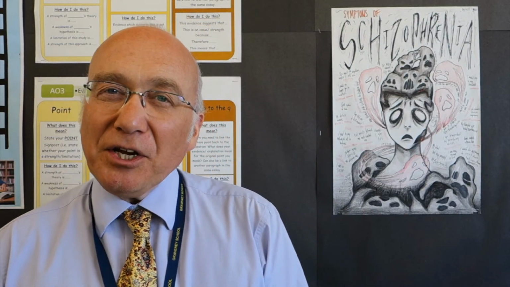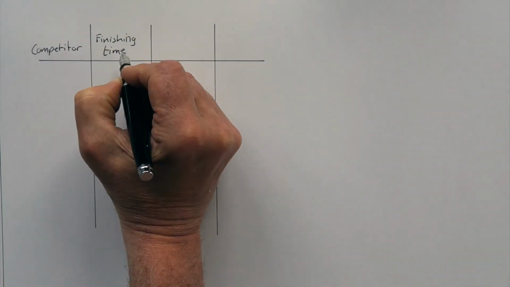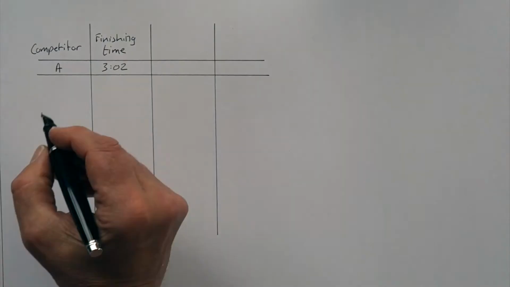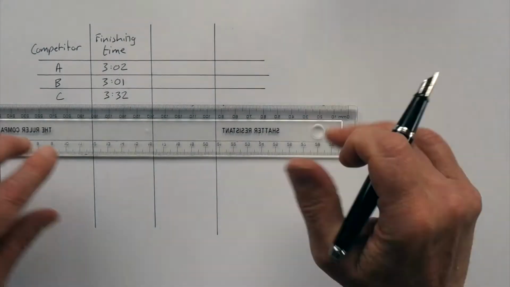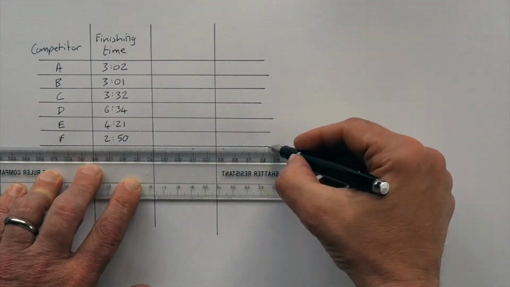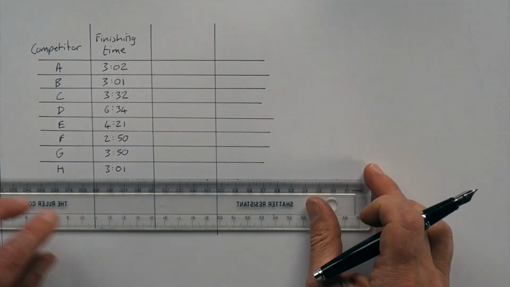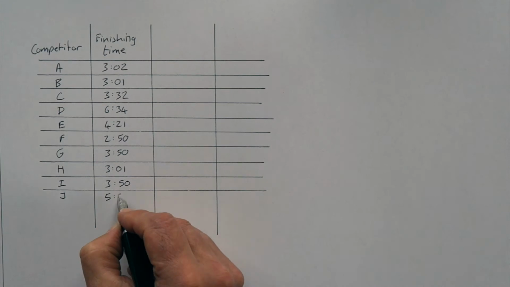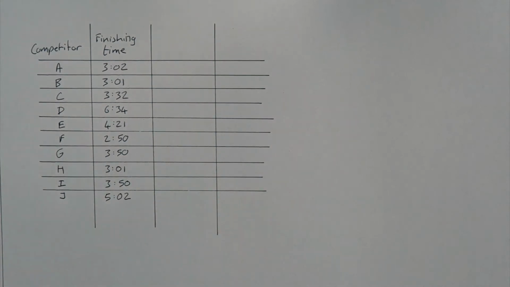Okay, let's imagine that we've got a race and we've got 10 people running this race, and I'm going to give them letters A, B, C, D, E, F, G, H, I, J. And we can write in some invented finishing times that it takes to run this race. Person A finished the race in 3 minutes and 2 seconds. Person B finished it in 3 minutes and 1 second. Person C finished it in 3 minutes and 32 seconds. And so on. 10 different finishing times.